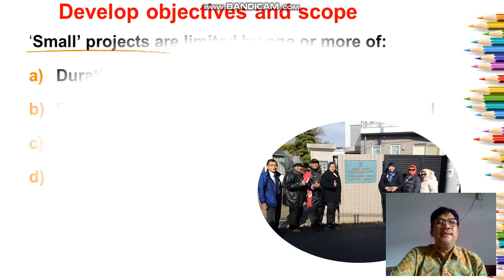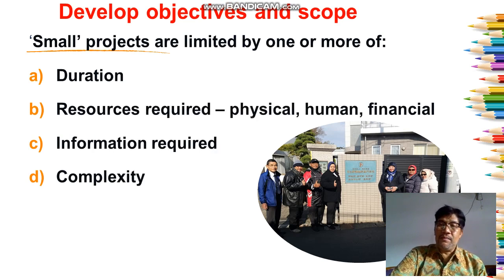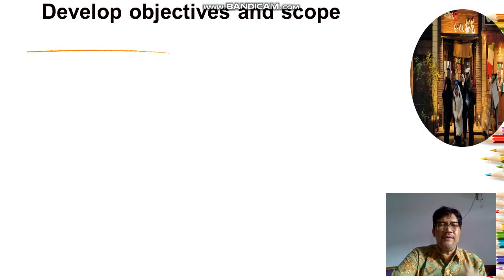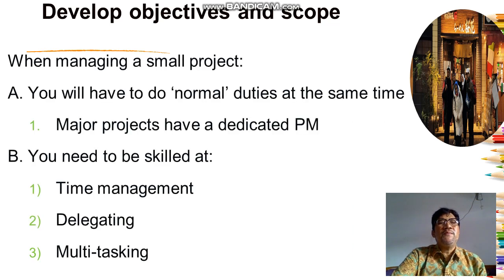Next slide. Small projects are limited by one or more of duration, resources required, including physical, human, financial, and so on, information required, and complexity. Develop objective and scope: when managing a small project, you will have to do normal duties at the same time. Major projects have a dedicated project manager. You need to be skilled at time management, delegating, and multitasking.